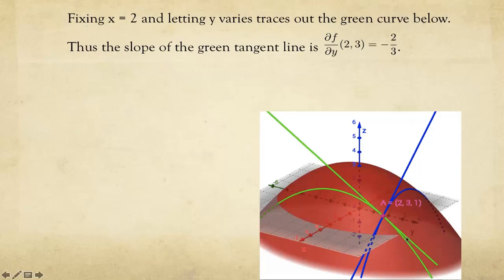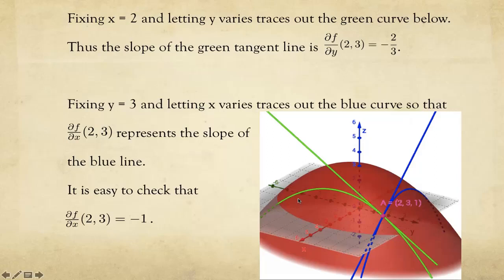So if x is fixed at 2 and y is allowed to change, then it traces out this green curve. Right? So again, if the ant is moving on the green curve, that means it's going only in the direction of y, keeping x constant at 2. And that means that the tangent line of the green curve has slope, as we saw earlier, negative 2/3. On the other hand, if we're fixing y at 3 and changing x, then that means the ant is moving on the blue curve. And the slope of the tangent line at that point is given by the blue line.